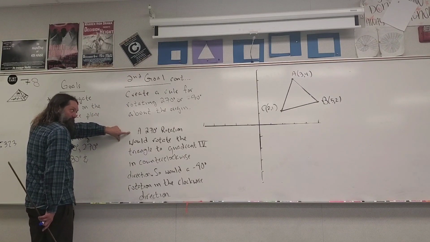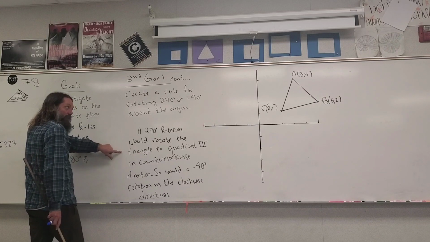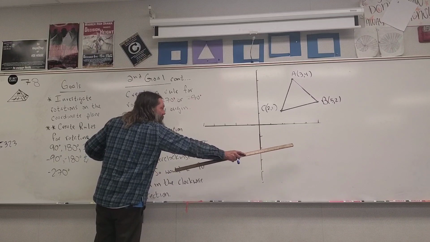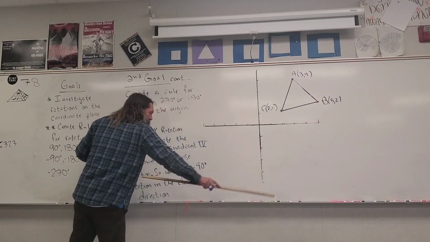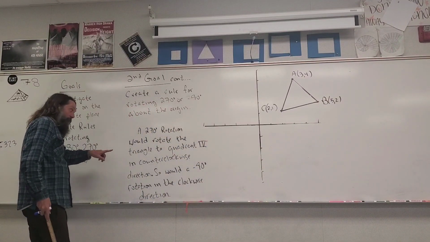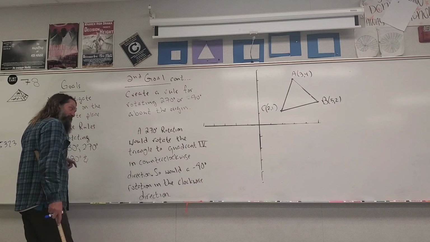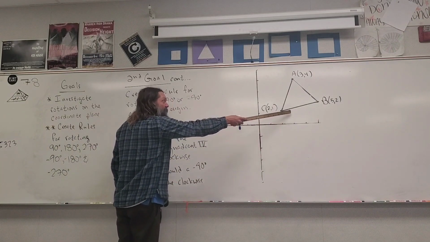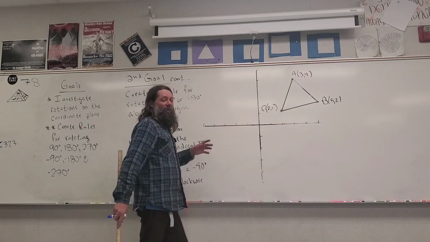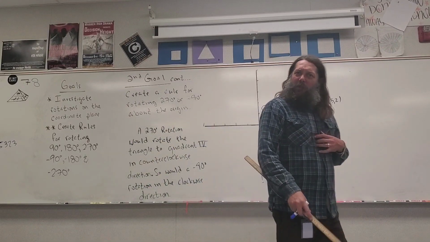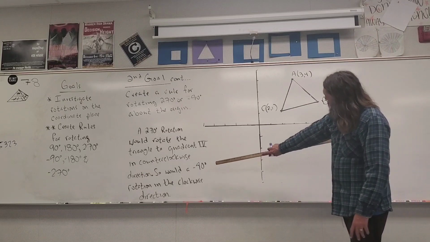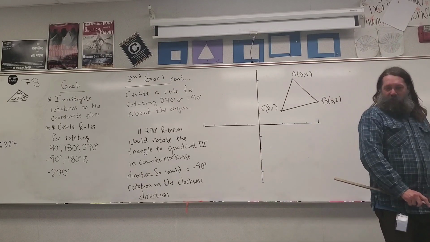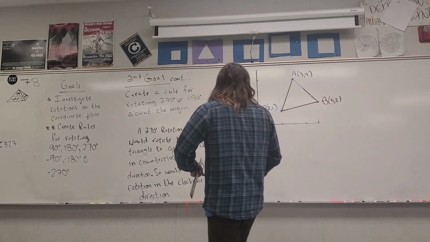A 270 degree rotation would rotate the triangle to quadrant 4. Remember, we go 3 quadrants in the counterclockwise direction, and we would end up in quadrant 4. So would a -90 degree rotation in the clockwise direction. A 90 degree means we go to the next one. -90 means we're moving in a clockwise direction. We'll go in the clockwise direction because it's a lot easier to draw a 90 degree angle than a 270 degree angle. So let's start moving everybody.